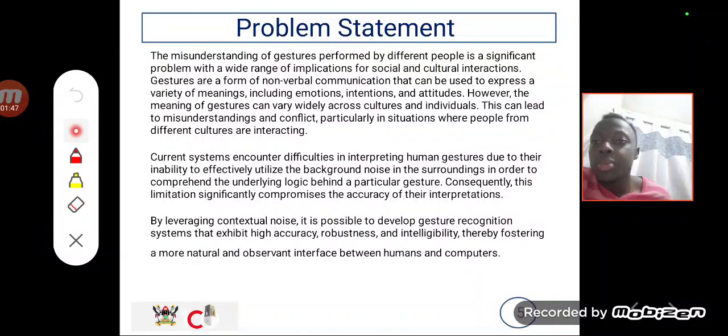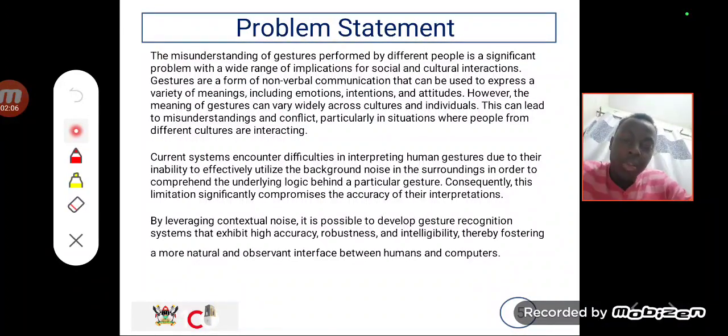Our problem statement: the misunderstanding of gestures performed by different people is significant. It's a significant problem with a wide range of implications for social and cultural interactions. The problem we are trying to solve is the misunderstanding of gestures performed by different people from different places.